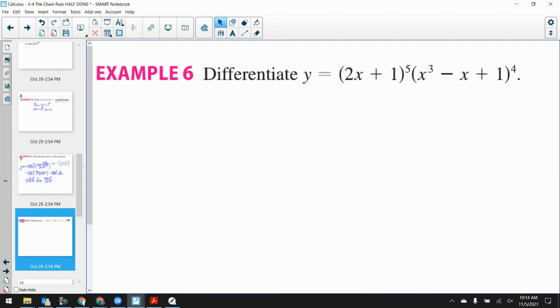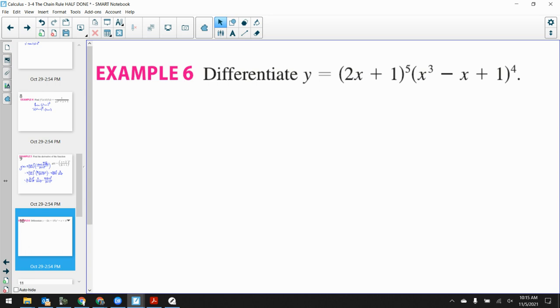Okay, so this example 6 here, let's analyze what we got here. First of all, I see two polynomials multiplied together, right? I see 2x plus 1 to the fifth times x to the third minus x plus 1 to the fourth power.